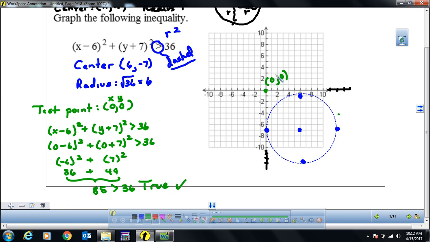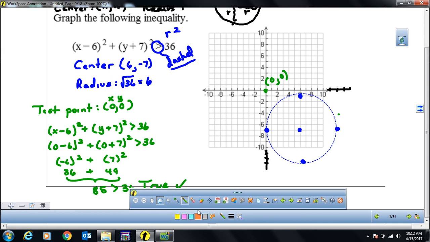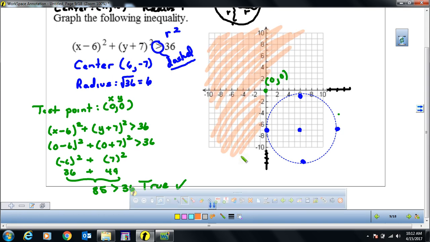Since 0, 0 makes that true, that means that any point on the outside of that graph is going to be true on the original inequality. So we're going to shade in everything on the outside of this circle to say that any point on the outside is a solution.